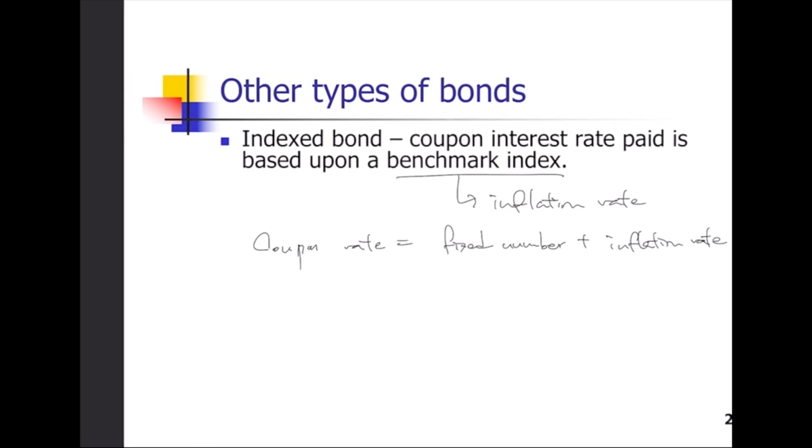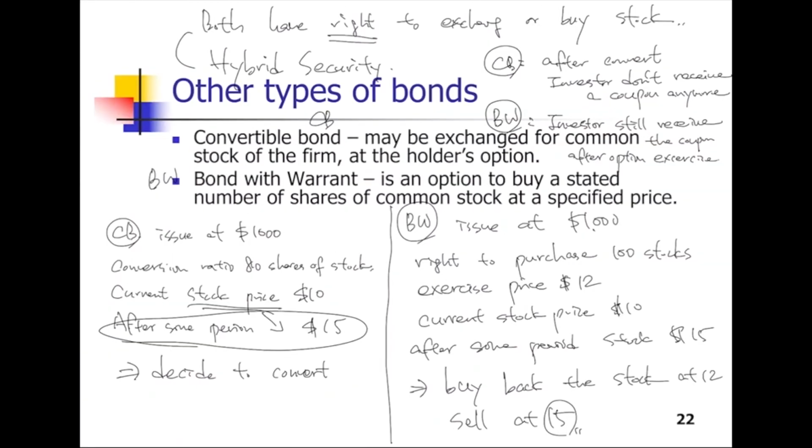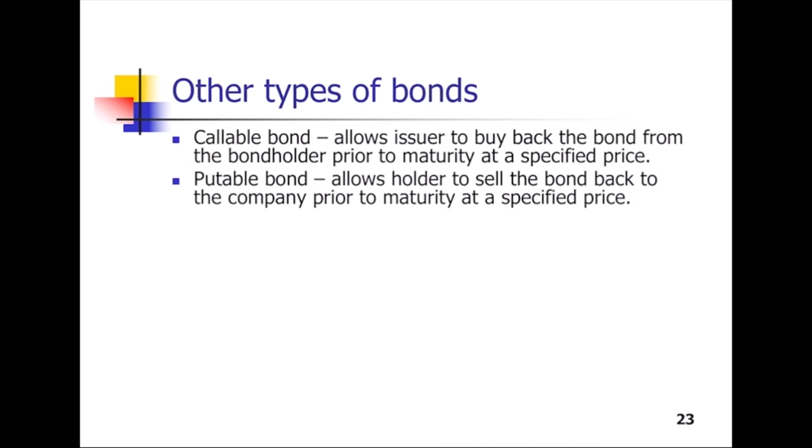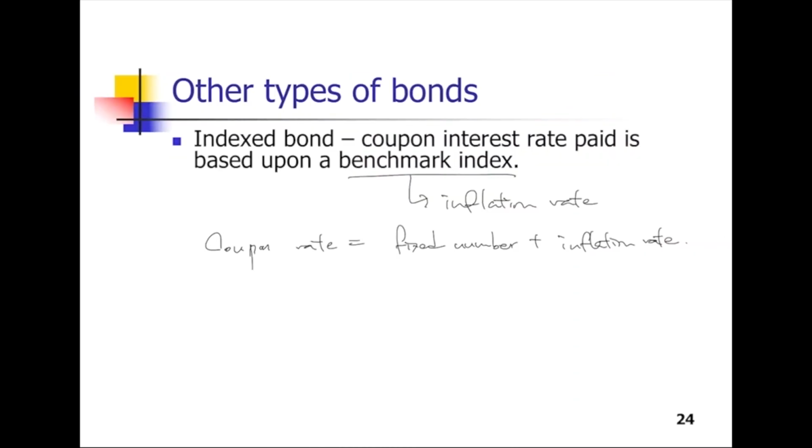Until now, we covered the other types of bonds: the convertible bonds, bonds with warrants, callable bonds and puttable bonds, and index bonds. This is the last slide of this chapter.